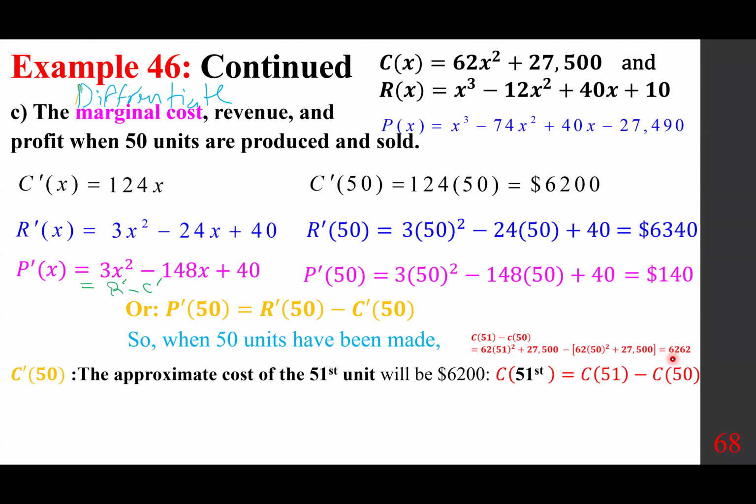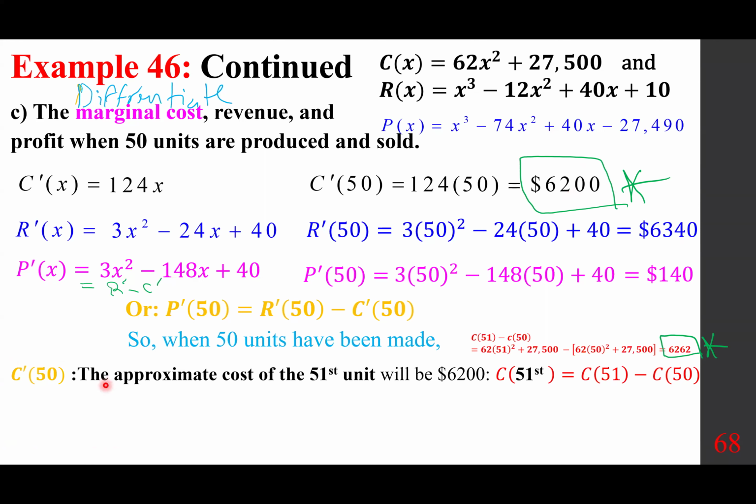$6,262. Now notice this number, how close it is to this number. Obviously, they are not identical, but the percent would be the difference between the two, which is 62 divided by the original one, which is 6,200, which is very small. So about 1%.